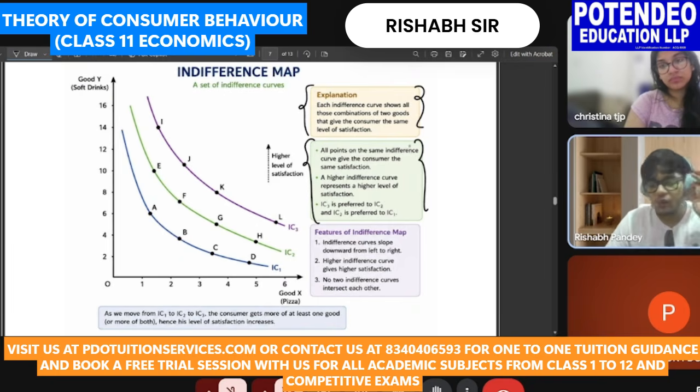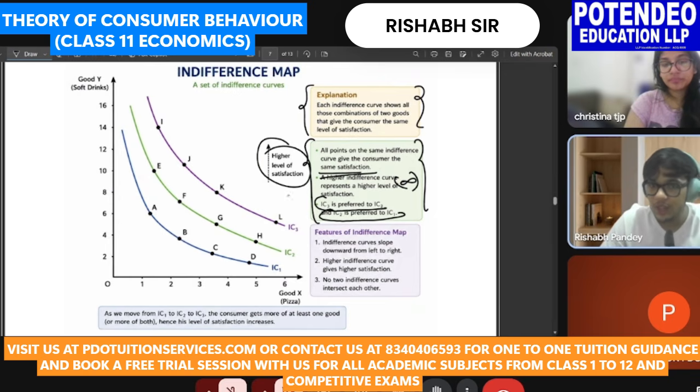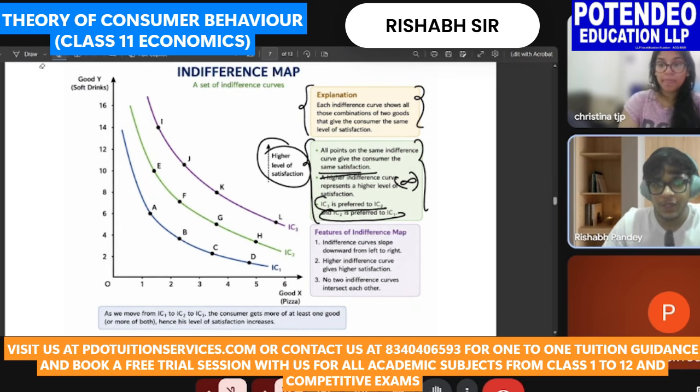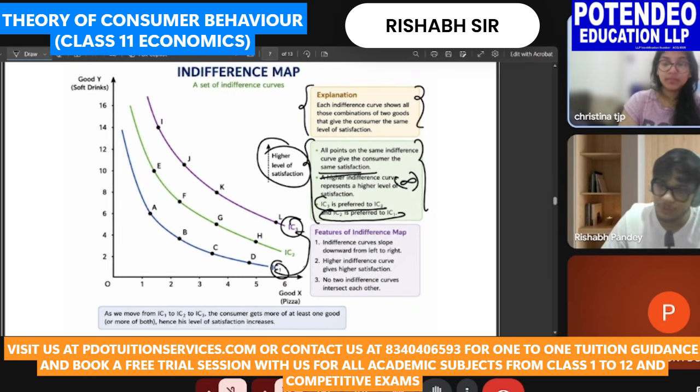Now, all points on the same indifference curve give the consumer the same satisfaction. Remember the word: how much you are increasing along the line doesn't matter, the satisfaction remains the same. A higher indifference curve represents a higher level of satisfaction. Why, sir? I told you that, right? More goods, more satisfaction. So IC3 is preferred to IC2, and IC2 is preferred to IC1. The more it goes higher, the more the consumer is going to prioritize the top one. It's very obvious because it's giving him more satisfaction. If I compare IC3 and IC1, which is more preferred? IC3. Same stuff. Got understanding why?